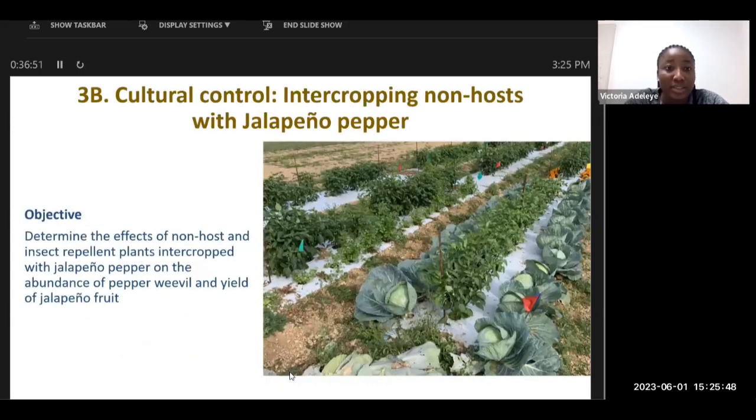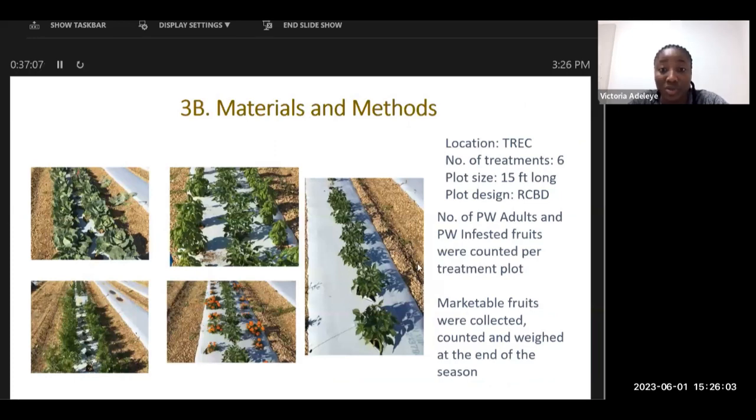And so the next objective I'm going to talk about was to determine the effect of non-host and insect repellent plants intercropped with jalapeno pepper on the abundance of pepper weevil. This study was also conducted at TREC. We had 6 treatments, and each of the plots was 15 feet long. The experimental design was a randomized complete block design.